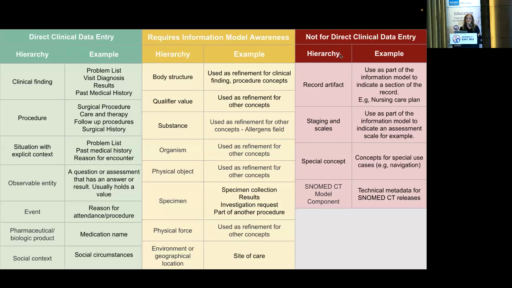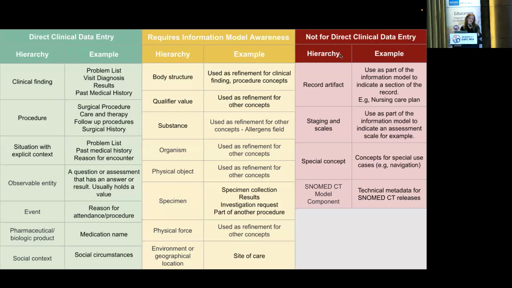But body structures in their own right don't give a clinical enough context to be able to interpret them. I'll show you an example of that. And the red ones, the red hierarchies over there, are really concepts that you should not bother about at all when you do terminology binding. So please just always omit those.